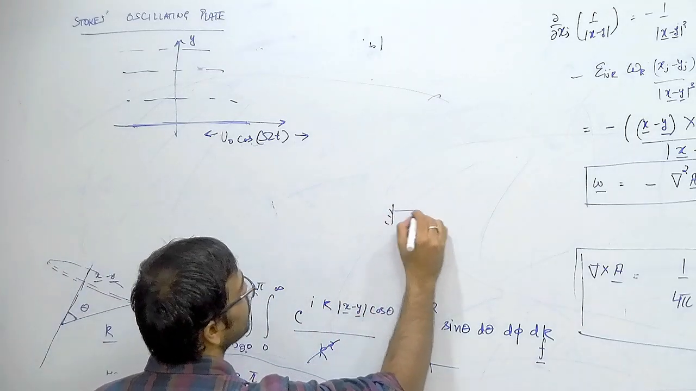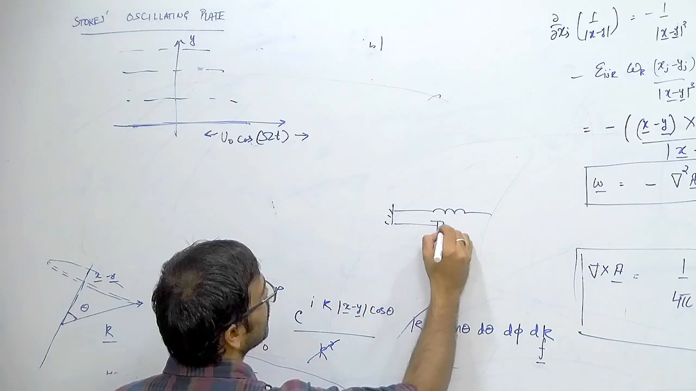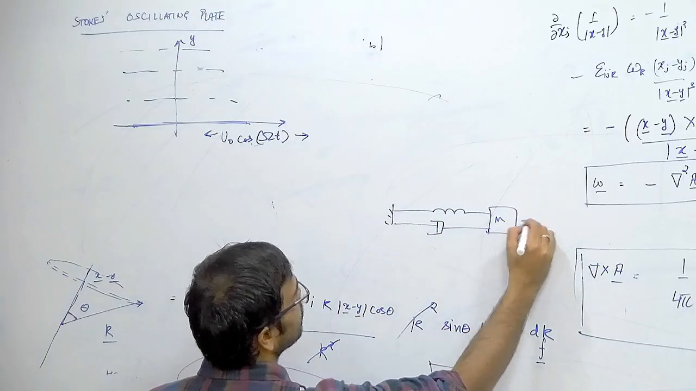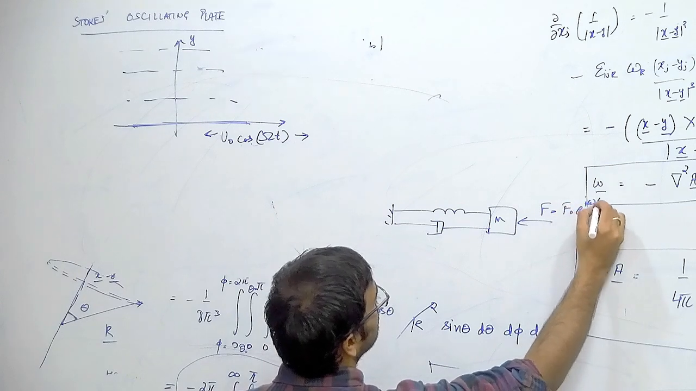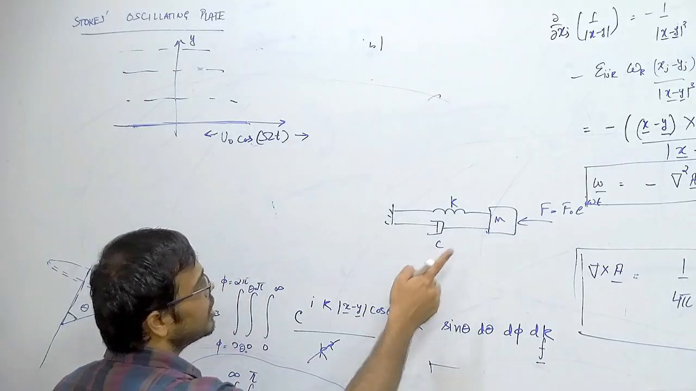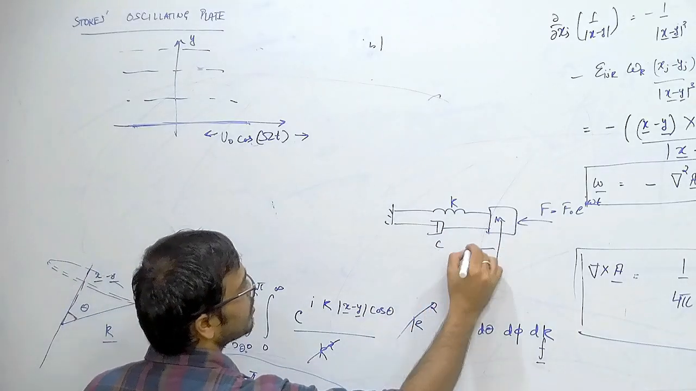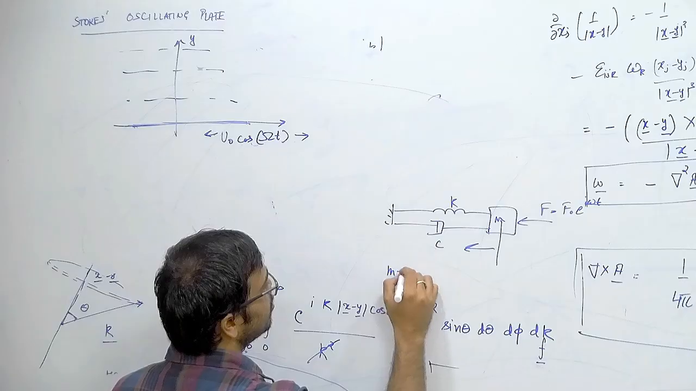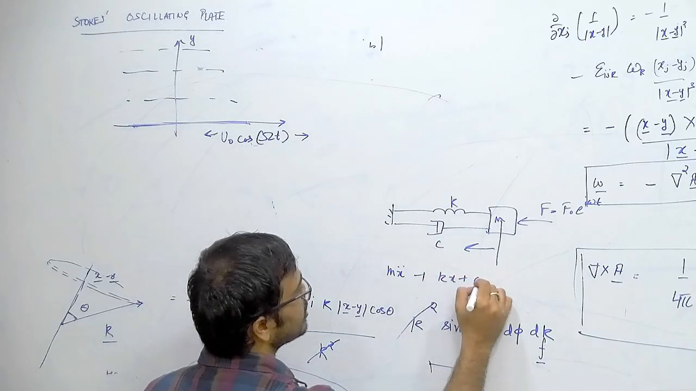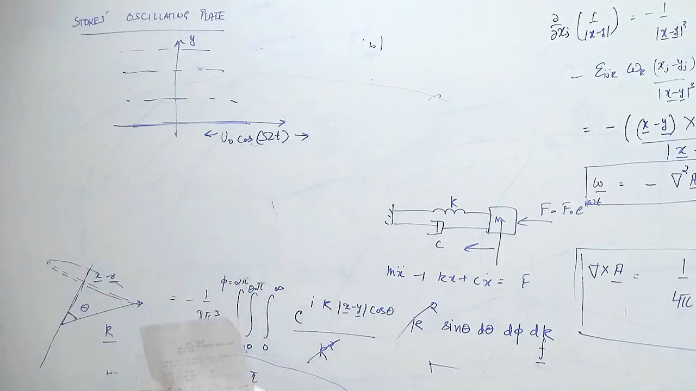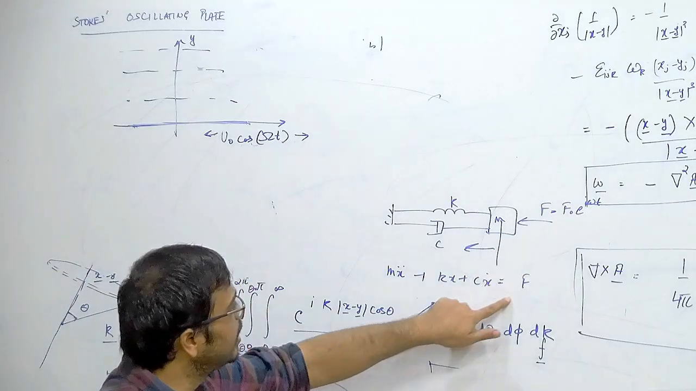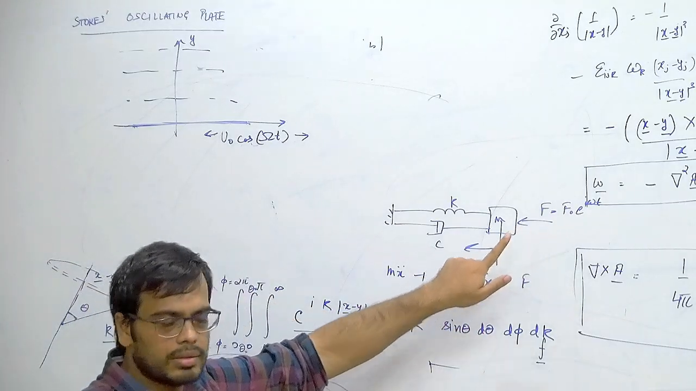So, let us say you have this: m, you have f, which is f naught e to the power i omega t, k, this is c. So, the governing equation for this is m x double dot plus k x plus c x dot equals f. And so, what is the usual way of solving this? How do we solve this equation? When your force is harmonically varying, when your force is oscillating, then how do we solve this?